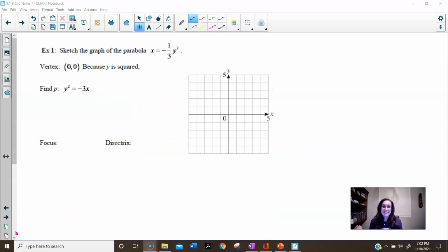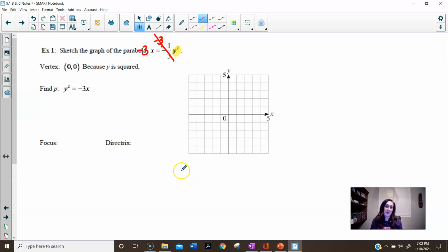Sketch the graph of the parabola x equals -1/3 y squared. The first thing we're going to do is just change the form. And so this y squared we're going to get by itself. So we're going to go ahead and get rid of the -1/3. And how we're going to do that is we're going to multiply both sides by -3.